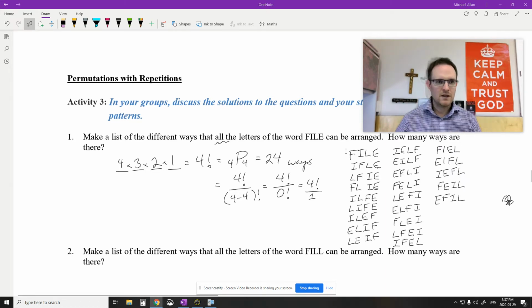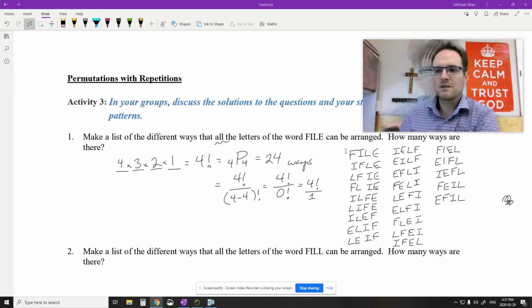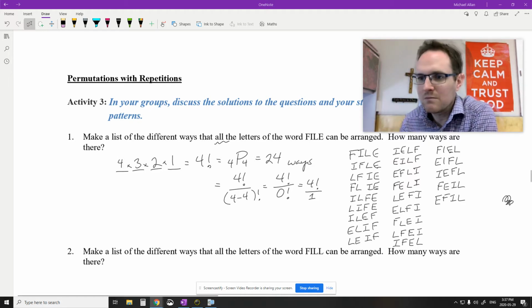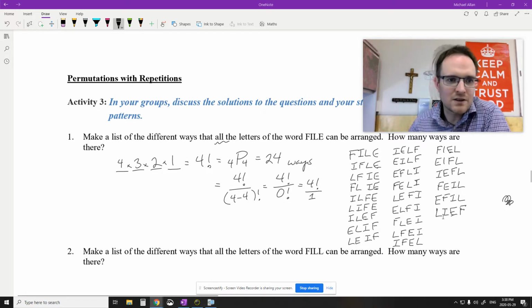Okay, so I wrote them all out. That's quite a bit. Here we got 18. Oh no, am I missing one? 1, 2, 3, 4, 5, 6, 7, 8, 9, 10, 11, 12, 13, 14, 15, 16, 17, 18, 19, 20, 21, 22, 23. Oh, I'm missing one. Uh-oh. There should be 24 of them, like I said. Oh man, how am I missing one? Let me double check here. I've got to find the one I'm missing. All right, I was missing this one here. It was one of the ones with the S on the end. Anyway, there's 24 of them here.